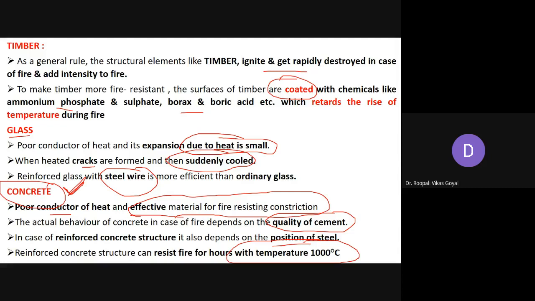And normally we are using these two materials widely, and other materials also we are using, but concrete and brick, they are very good as far as fire resistance is concerned.